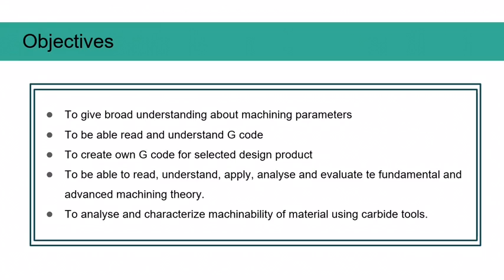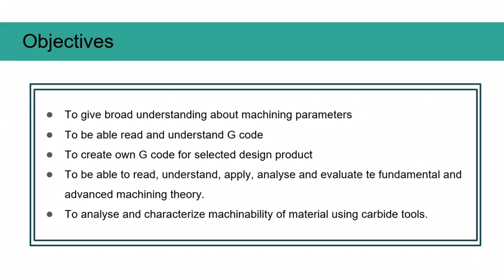So now we go to the objectives of this project. First, the objective of this project is to give broad understanding for us about machining parameters. The understanding about the important factors and machining parameters to be considered in either milling or turning process. So for our project, we choose milling process.